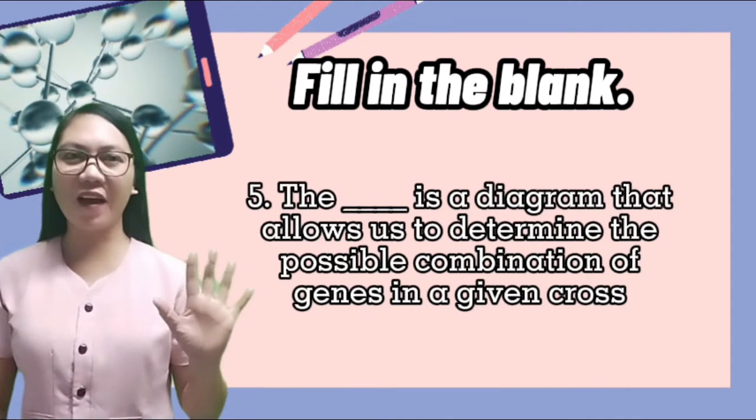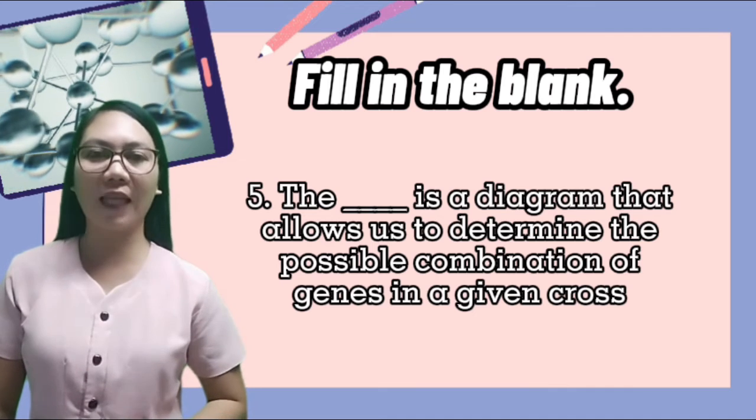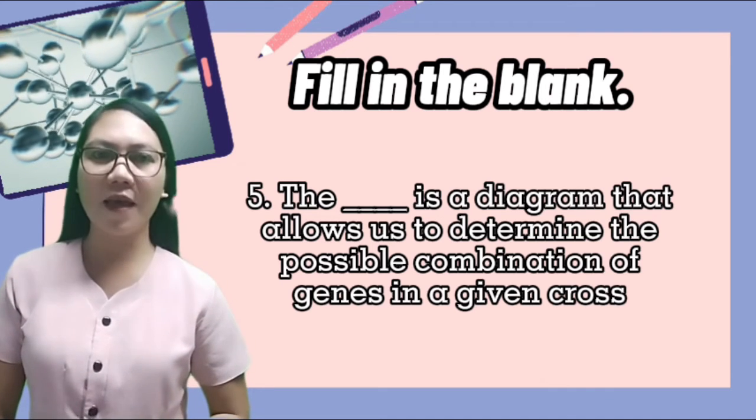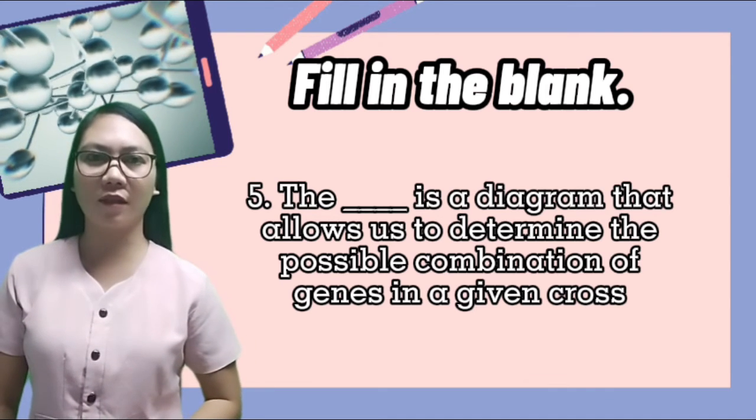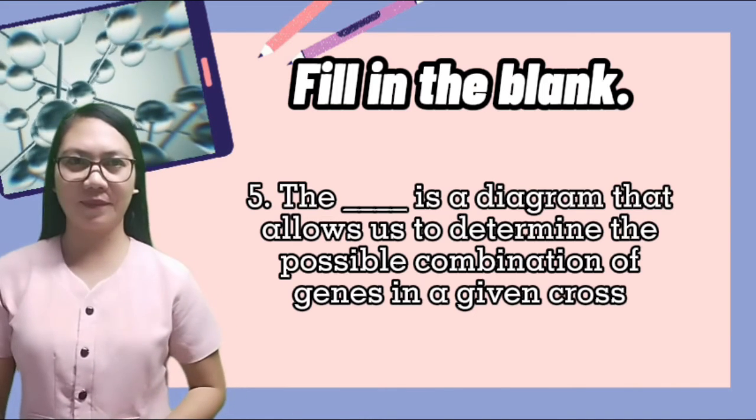And for number 5, the blank is a diagram that allows us to determine the possible combination of genes in a given cross. It's time to check your answers.